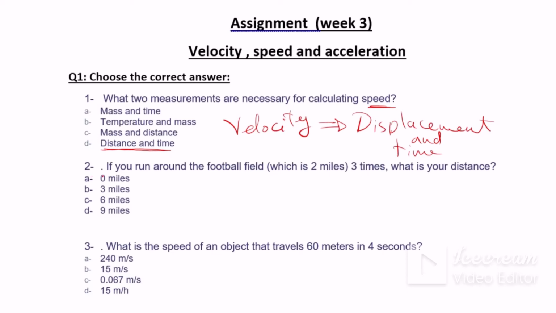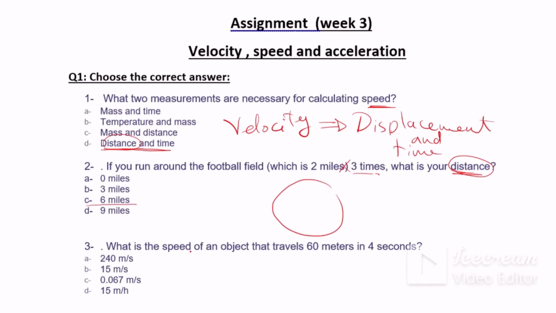Let's go for another one. If you go around a football field which is 2 miles, three times, what is the distance? Now he asked about distance. As I told you, for distance we want numbers. We don't ask about the direction. We want just numbers, because we will calculate all of the numbers here. We have a track of 2 miles, 3 times, so 2 multiplied by 3 equals 6. I hope that's clear, guys, for all of you.